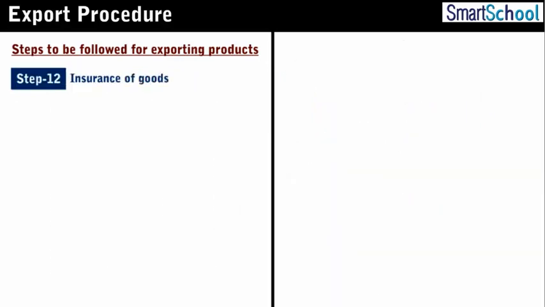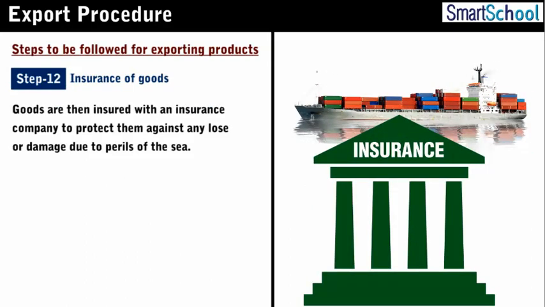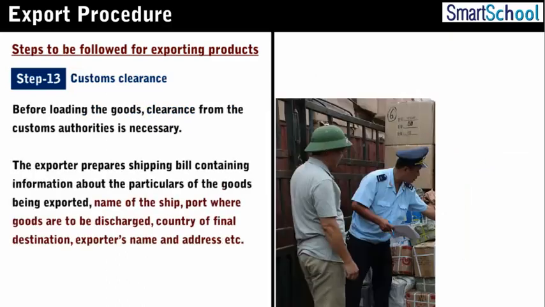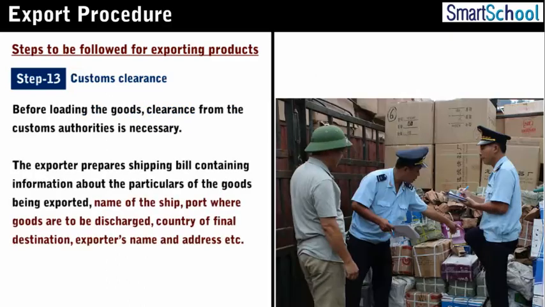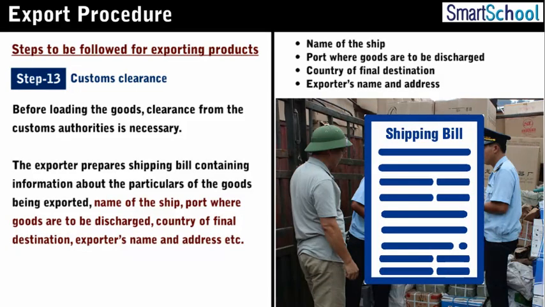Insurance of goods. In this step, goods are then insured with an insurance company to protect them against any loss or damage due to perils of the sea. Customs clearance. Before loading the goods, clearance from the customs authorities is necessary. In this step, the exporter prepares shipping bill containing information about particulars of the goods being exported, name of the ship, port where goods are to be discharged, country of final destination, exporter's name and address, etc.